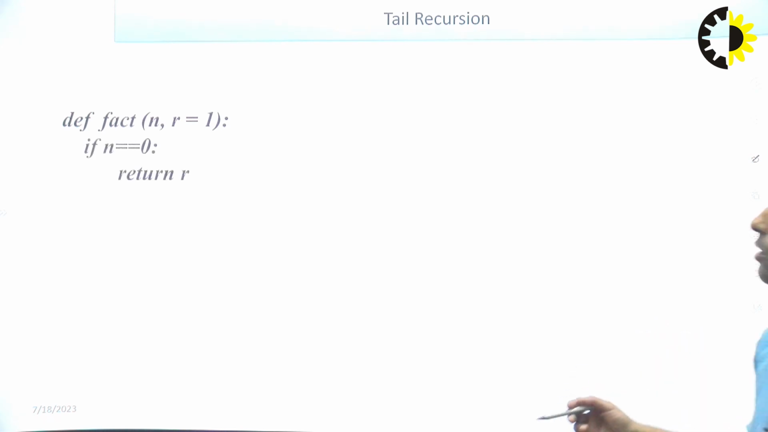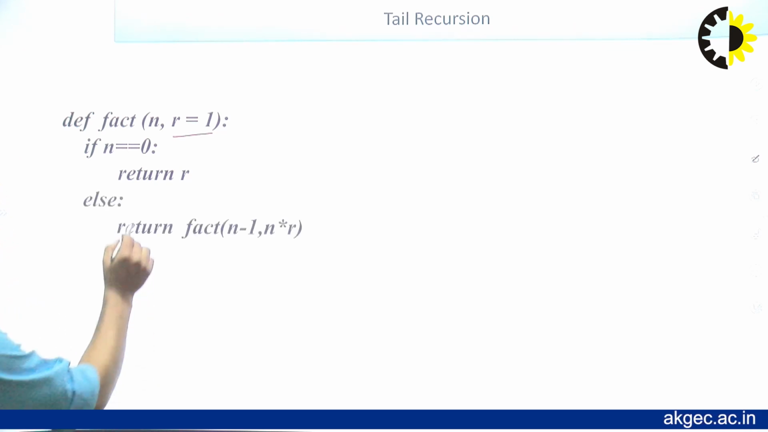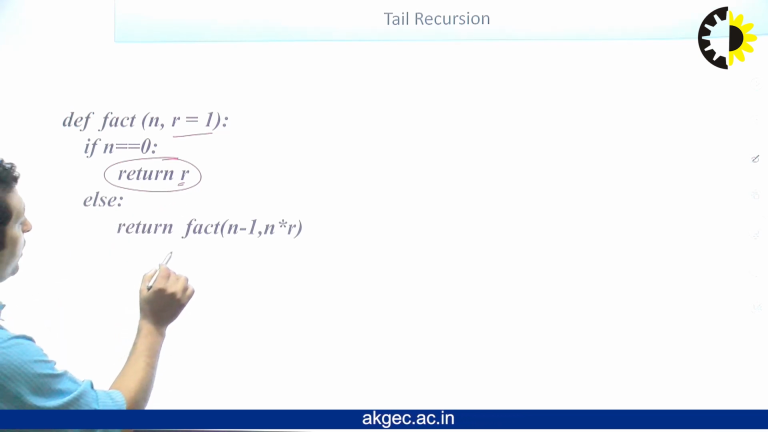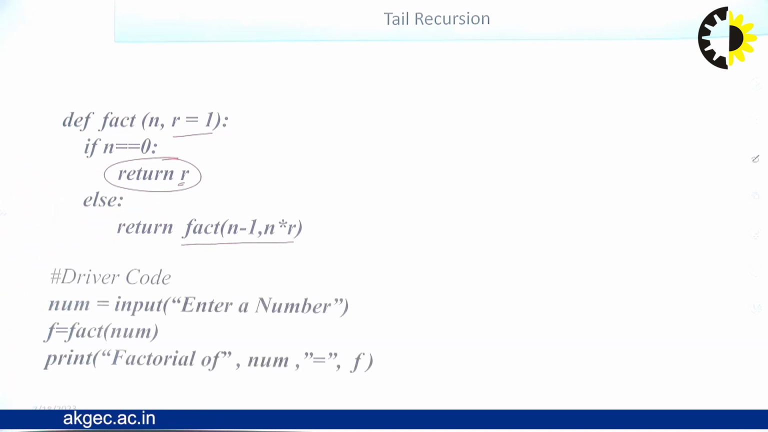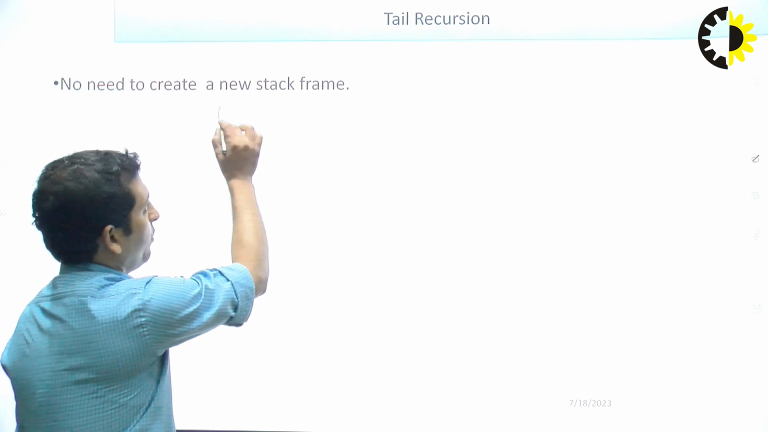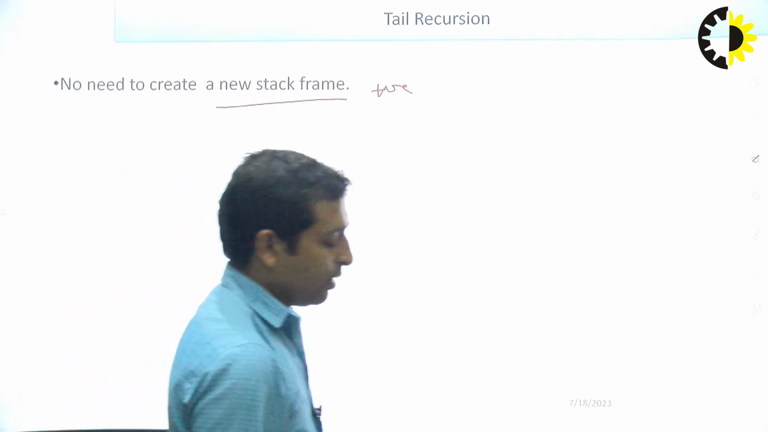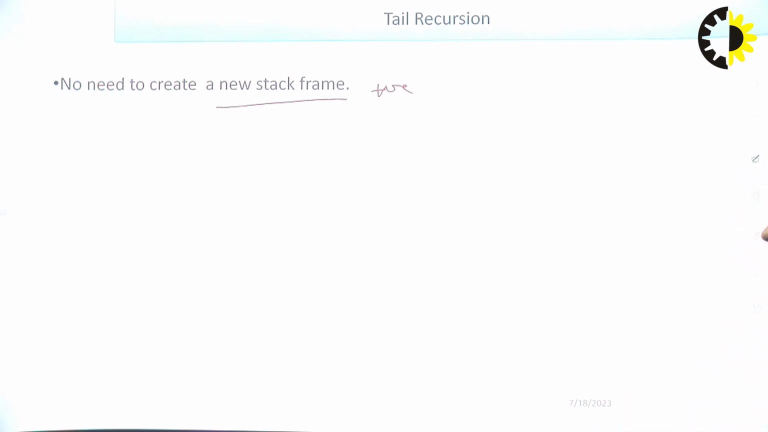Just see the example here. The extra parameter is the accumulator, and we are getting the output here, the return or final output. And we are calculating the intermediate parameter here. In this case, there is no need to create a new stack frame. This is the plus point, an advantage. We do not need to create the stack frame, meaning we do not keep the previous stack frame. Only one stack frame is required to keep the tail recursion.